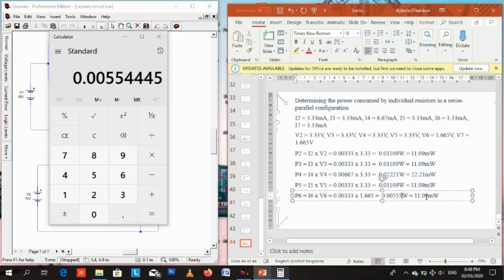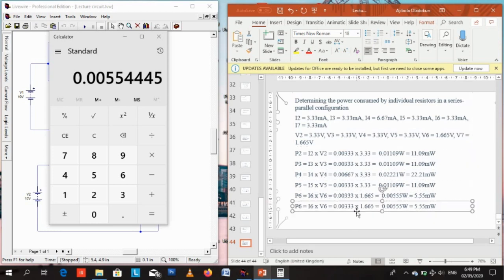Okay, because if you approximate, that'll be 555 actually. So let's convert it to milliwatts. That'll be 5.55 milliwatts. That's the power consumed by resistor R6, which is P6. So P6 is the power consumed by resistor R6, and as we've evaluated it, it is 5.55 milliwatts. So we are done with P6.